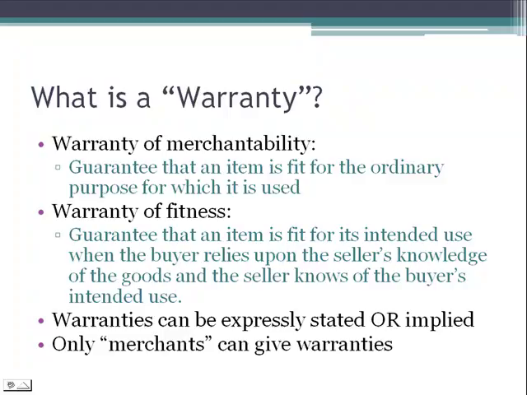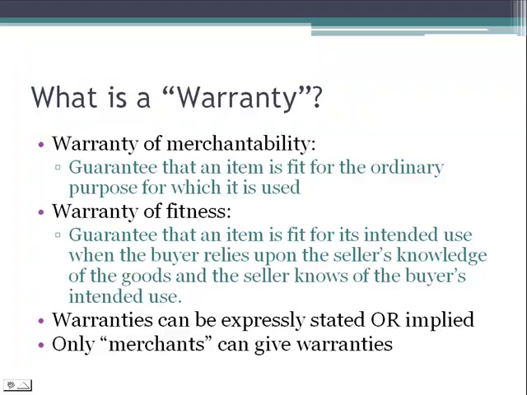So after your bison runs through the chute, if you decide you want to get a different one, and you put a notice in the newspaper that you're selling it, somebody comes and buys it. You're not warrantying that the chute will do anything because you're not a merchant. You're not in the business of buying and selling these cattle chutes.